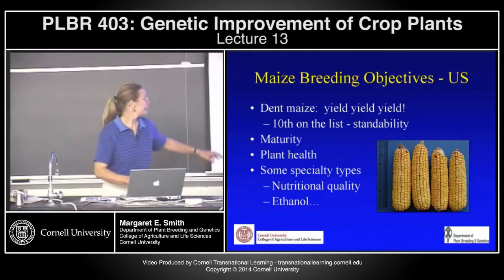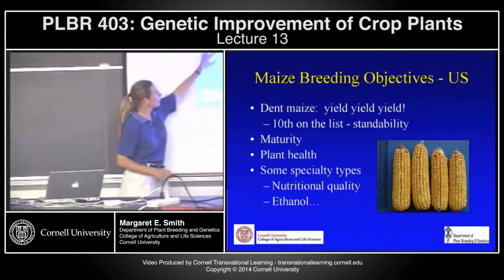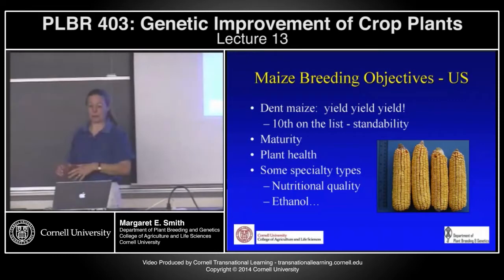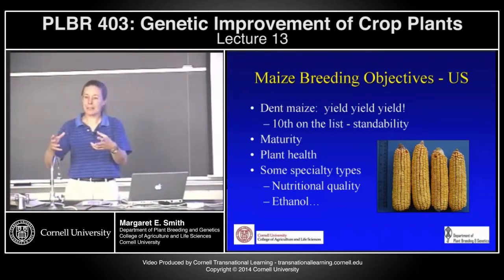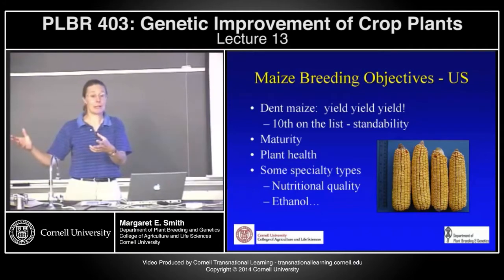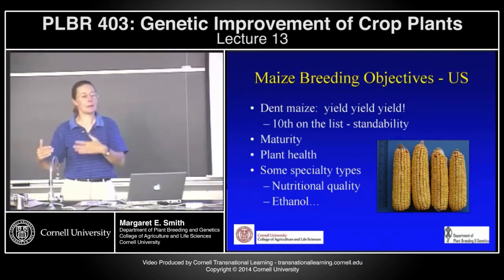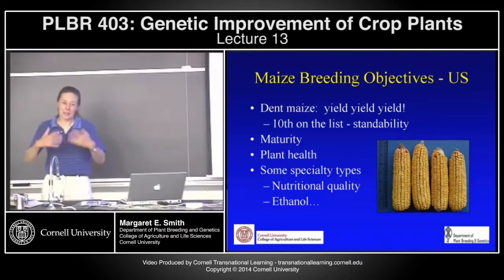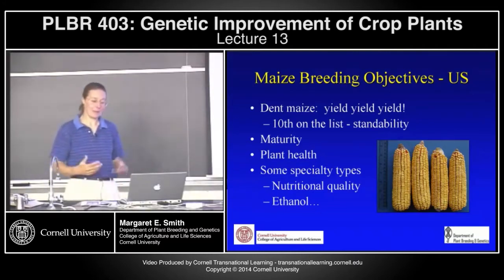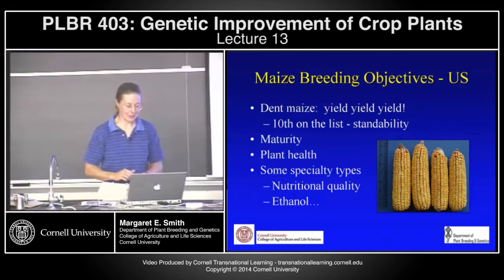These, in the case of corn in temperate areas, are really about achieving that yield potential. If you don't have the right maturity, even if you have lots of genes for yield potential, you're not going to get that yield because the thing won't mature. If it dies of diseases or insects, you're not going to get that yield potential that you have because the pests took it away from you.